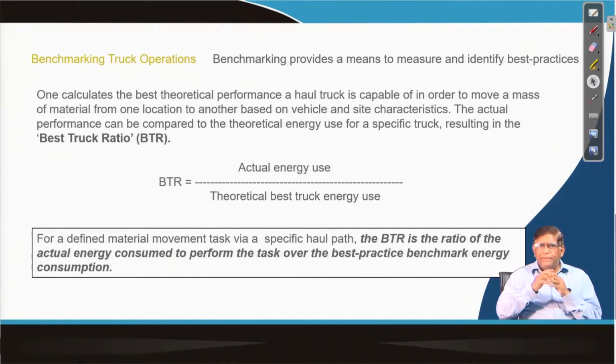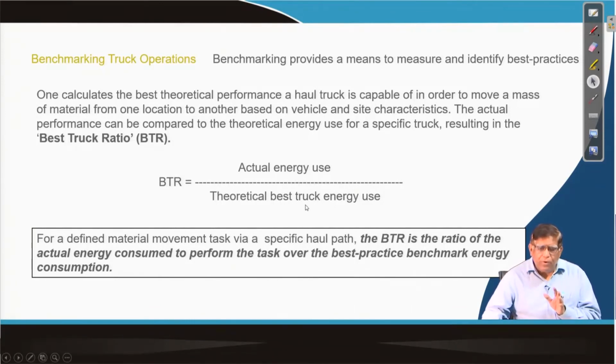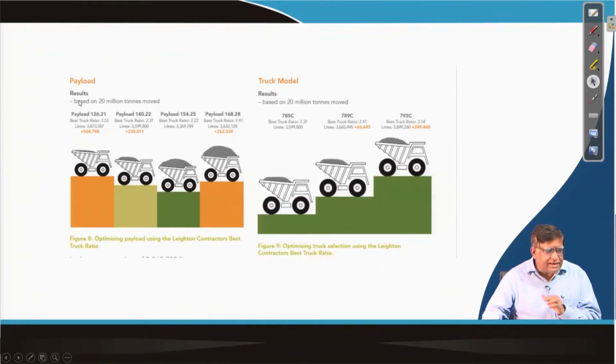Similarly, if you know the theoretically best truck energy use, and you find the actual energy use that is going on, this gives what is called your best truck ratio. Now, when you compare this best truck ratio, you can see here that the best truck ratio is 2.55 for a payload of 126.21 ton for a particular truck.